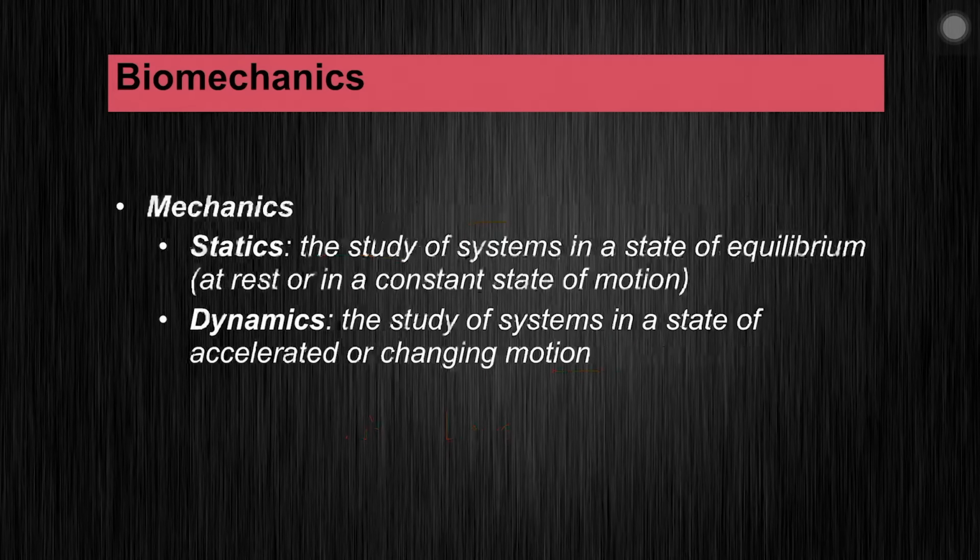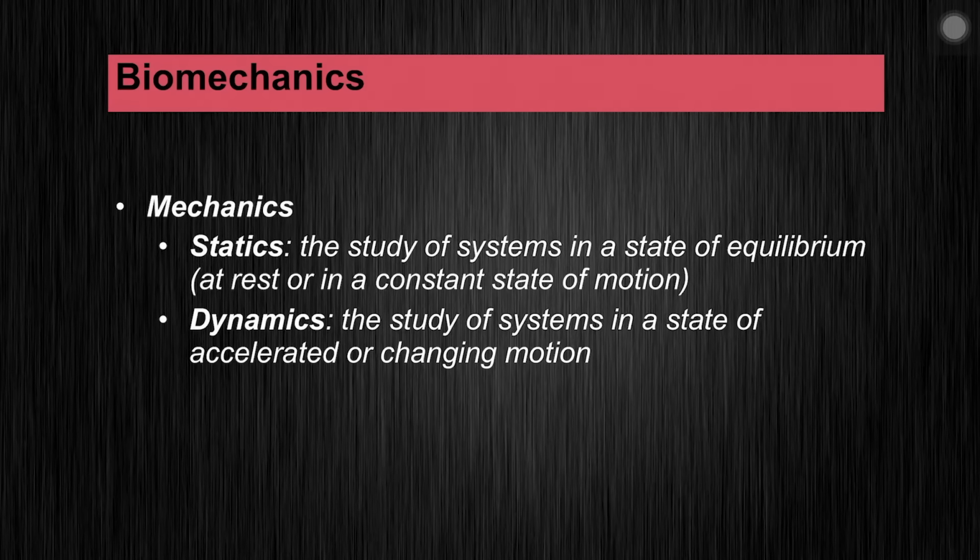Now, statics is the study of systems in a state of equilibrium. So this could be at rest or in a constant state of motion. Think of somebody doing a handstand, for instance, a gymnast doing a handstand. That would be an example of statics, but so would a runner traveling at a constant speed, or a cyclist or a swimmer. Now, dynamics, on the other hand, is the study of systems in a state of accelerated or changing motion. So now we want to think of a gymnast who is doing a tumbling routine, or maybe a soccer player who's not running at a constant speed, but now they're cutting and decelerating and accelerating in different directions.